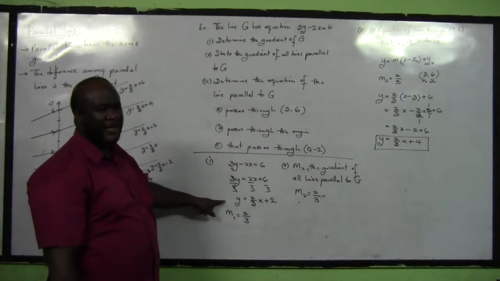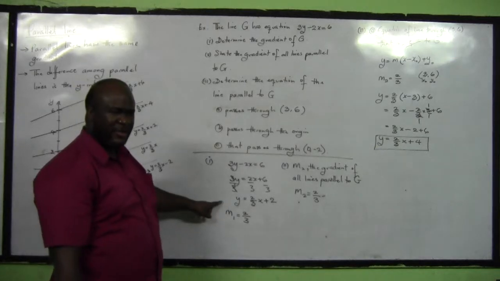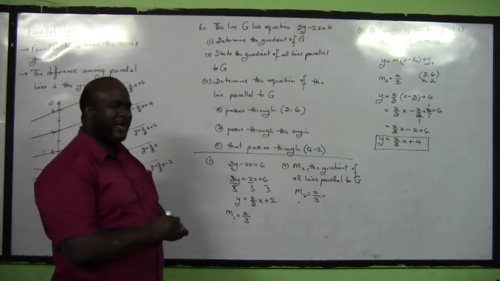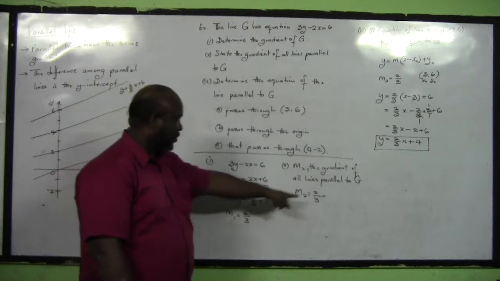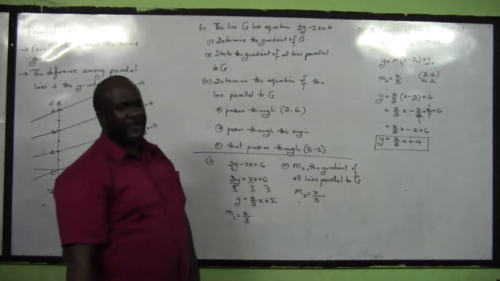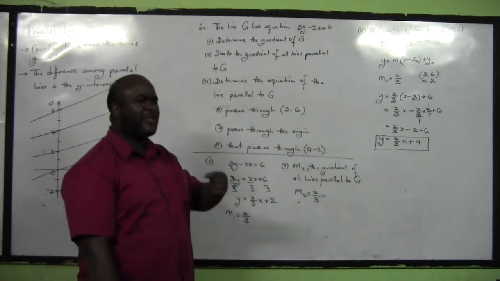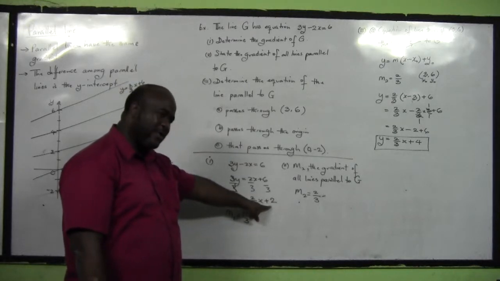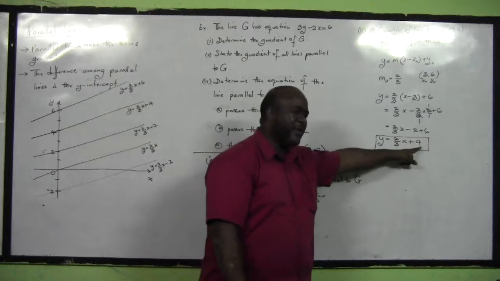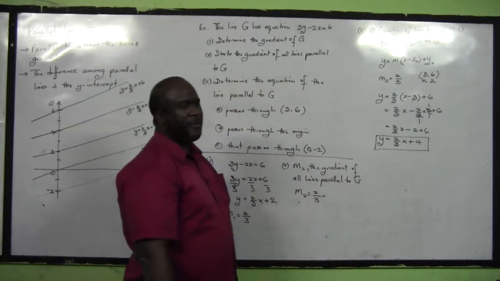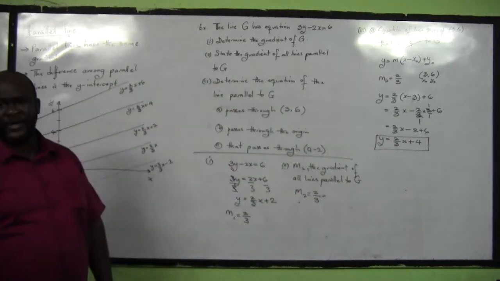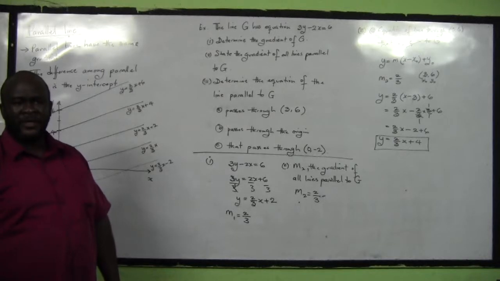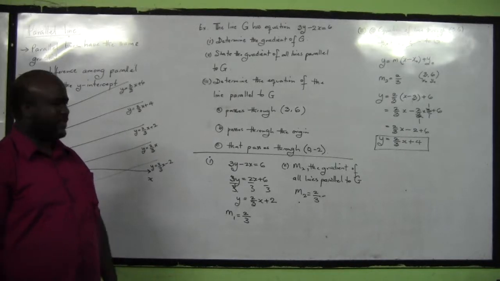Are these two lines parallel? Yes. How do I know the two lines are parallel? Because they have the same gradient. What is different between the two lines? This one cuts the y-axis where? This one cuts the y-axis where? 4. Parallel lines have the same gradient. The difference between or among parallel lines is the y-intercept.